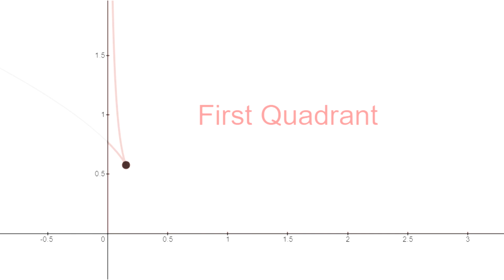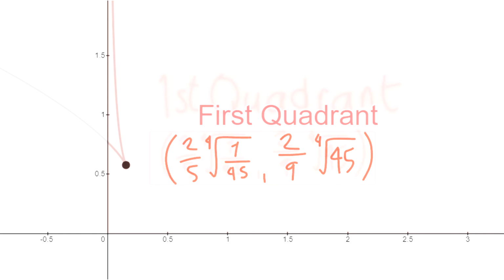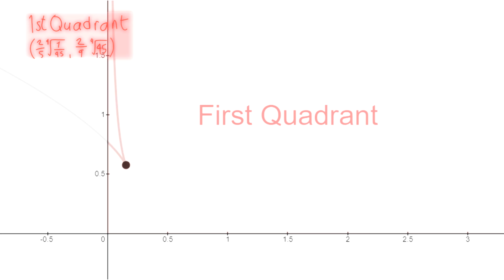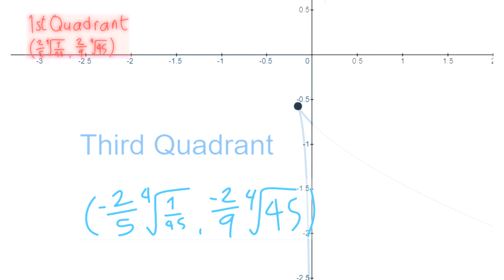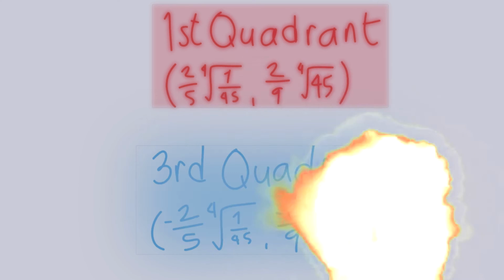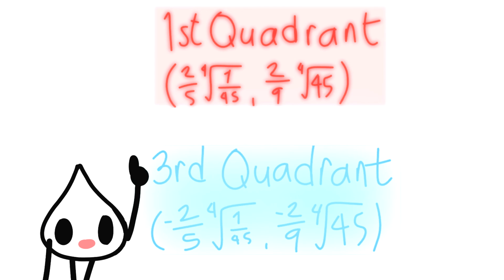Since our right pseudo-focus is in the first quadrant, this point must be 2/5 fourth root of 1 over 45 and 2/9 fourth root of 45. Likewise, the other pseudo-focus is in the third quadrant, so this guy is negative 2/5 fourth root of 1 over 45 and negative 2/9 fourth root of 45. Boom! Finally, we have found ourselves the pseudo-foci of x cubed.